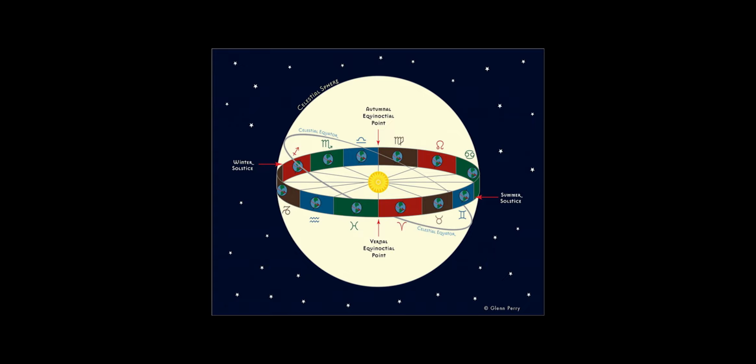In the northern hemisphere, the vernal equinox occurs when the sun reaches 0 Aries, and the summer solstice occurs afterward at 0 Cancer. The autumnal equinox occurs at 0 Libra, and the winter solstice at 0 Capricorn.